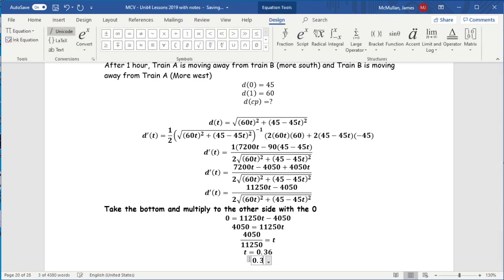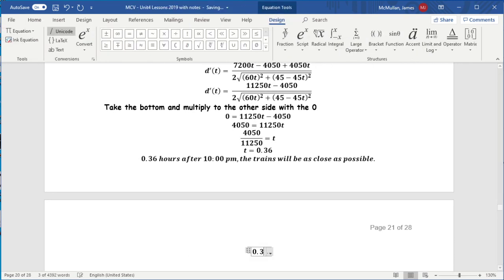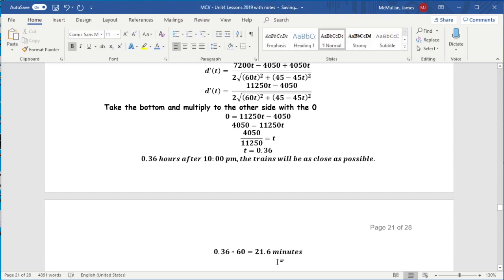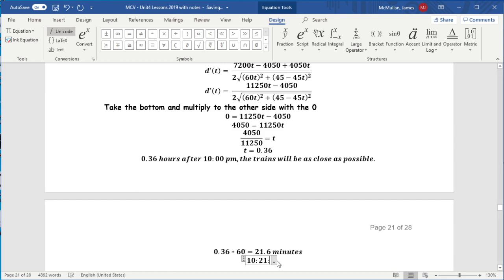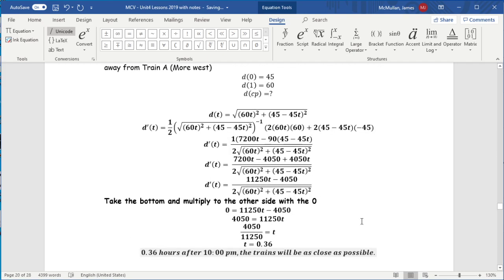So 0.36 hours after 10 p.m., the trains will be as close as possible. Now 0.36 hours, you could turn that into minutes by multiplying it by 60, right? You get 21.6 minutes after. So again, you could turn it into seconds if you wanted to, I suppose. But so 10:21 and 36 seconds is when the trains are together.